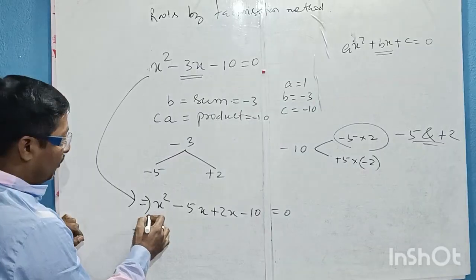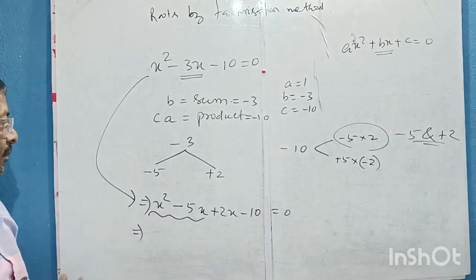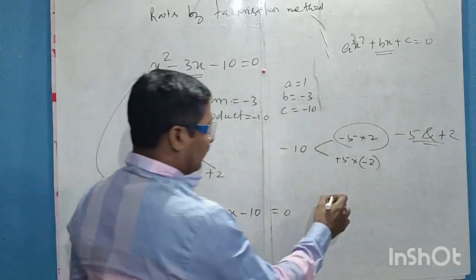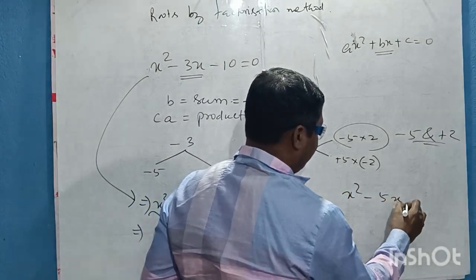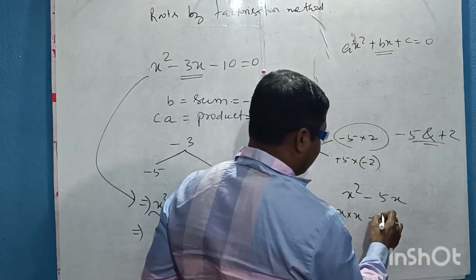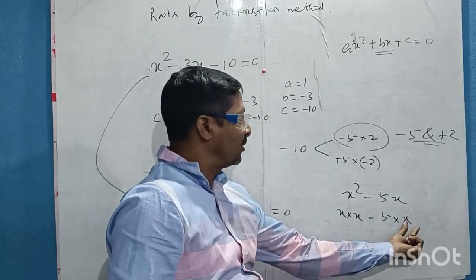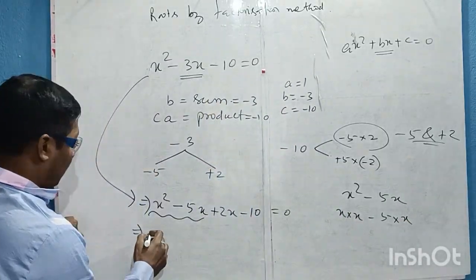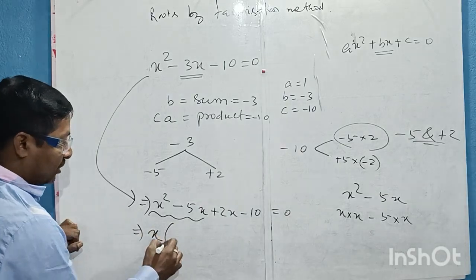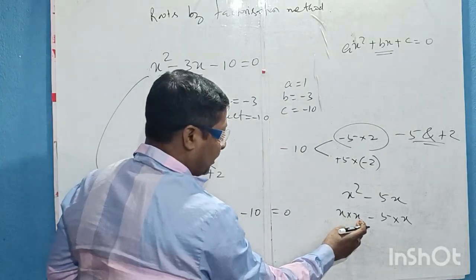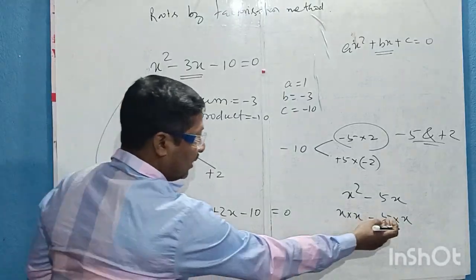So what is common in x square minus 5x? Who can say? What will be common? This is x into x, this is 5 into x. So what is common? Only one x is common there. So I will take x as common. By taking x as common, what is remaining here? x. And what is remaining here? Minus 5.